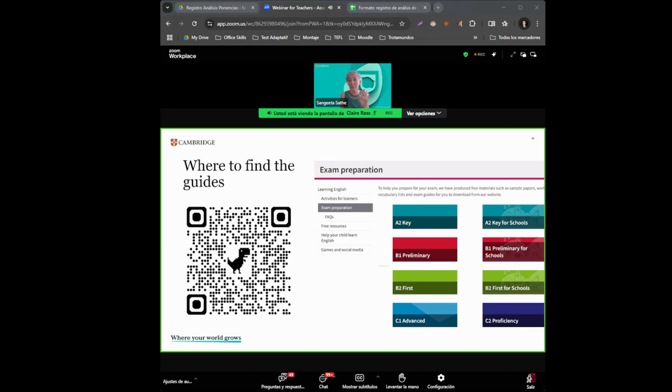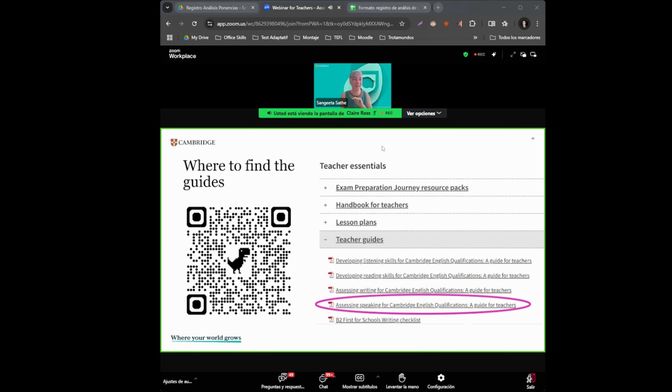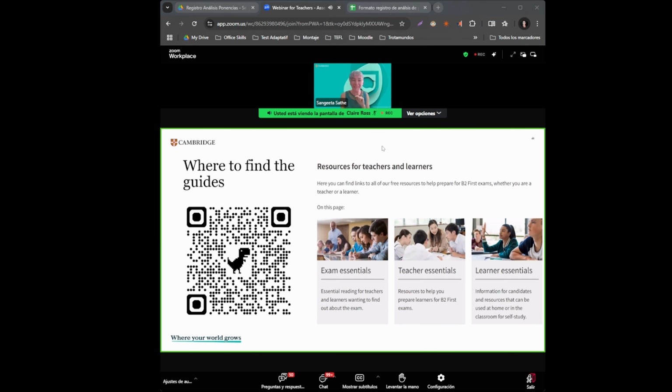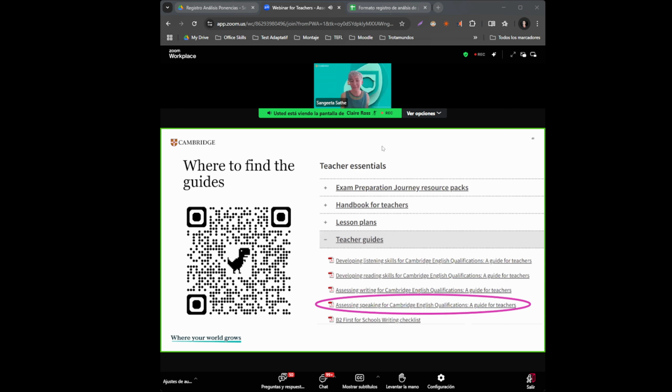So if you go to the Cambridge English preparation page, click on the level of the exam that you teach. Oops. Something's not moving. Okay. Click on the level that you teach. Click on Teacher Essentials. And then you'll find the teacher guides, all of the speaking guides listed under teacher guides. Okay. And as I say, the QR code will take you straight to that preparation page.